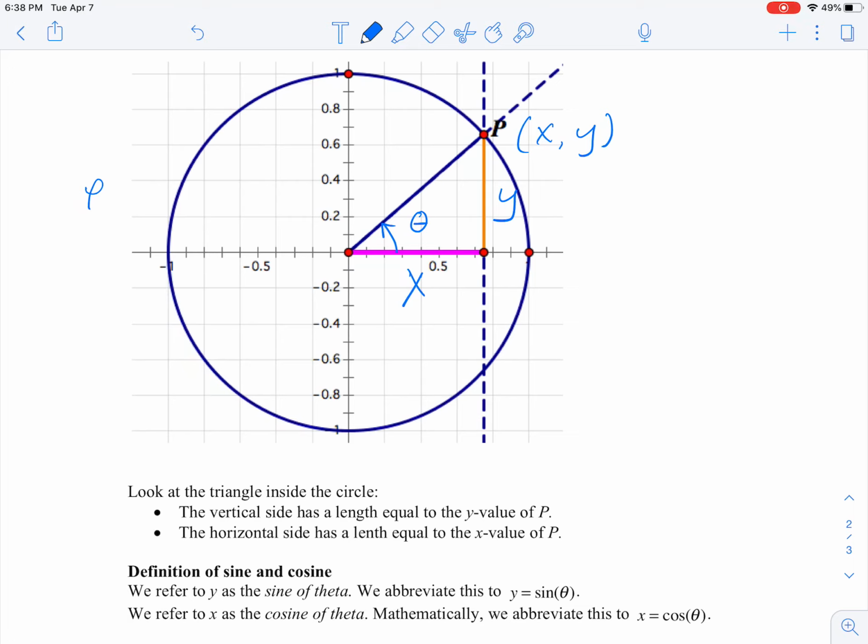measure, x and y. The definition of sine of theta is this vertical length. So we say that the sine of theta is equal to y. The definition of the cosine of theta is this horizontal length. It's that distance measure. The cosine of theta is the value of x.